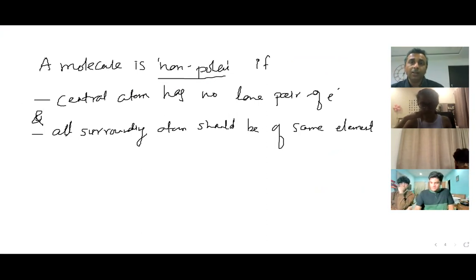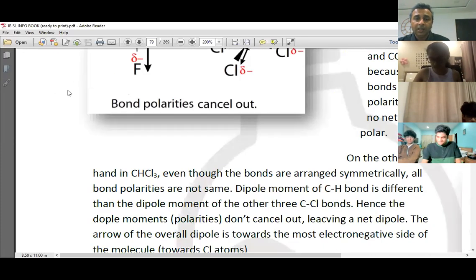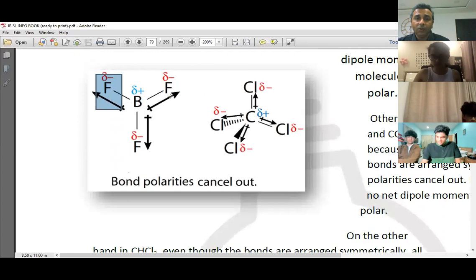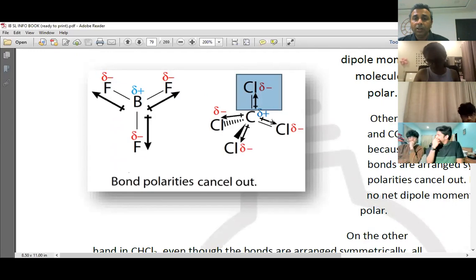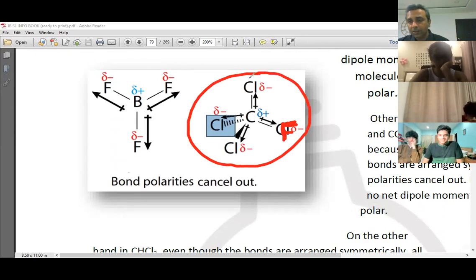Let's again look at those examples of non-polar molecules. Here the surrounding atoms are oxygen and oxygen, both of the same element. Here the surrounding atoms are fluorine, fluorine, fluorine, all three of the same element. Here chlorine, chlorine, chlorine, chlorine, all four are the same element. Assume that if I replace one of the chlorines with fluorine, now it will be polar.